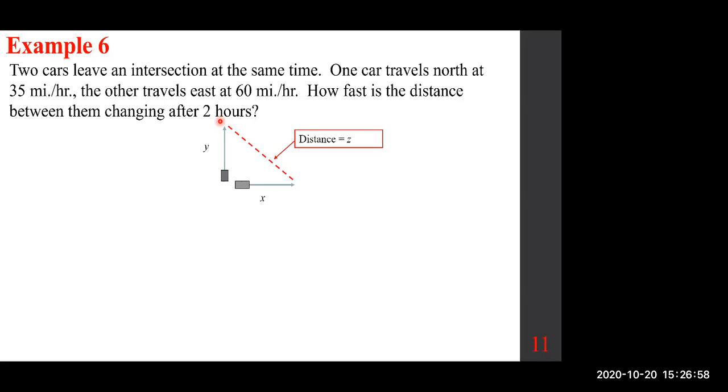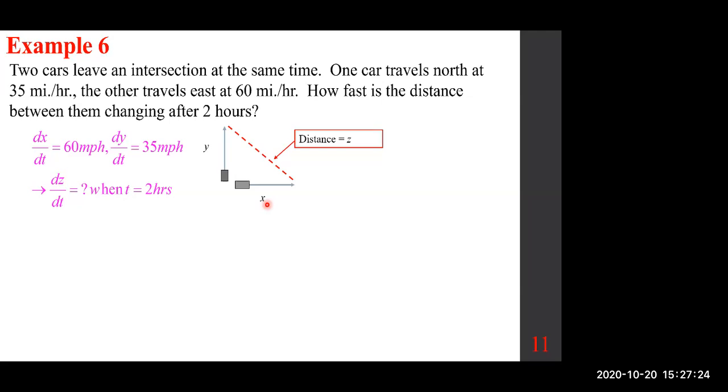So what is given? dx/dt is 60 miles per hour. dy/dt is 35 miles per hour. dz/dt is missing at t equals 2 hours, okay? So the formula, obviously, is the Pythagorean theorem, a squared plus b squared equals c squared, or simply put, x squared plus y squared equals z squared. I hope everybody knows that.